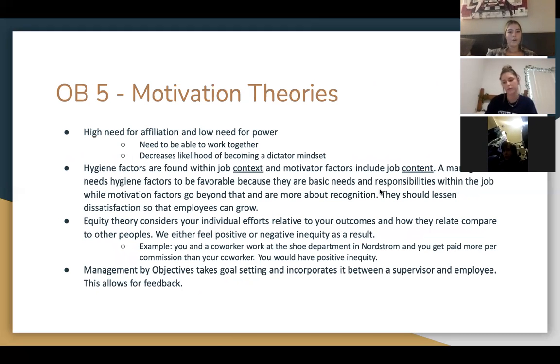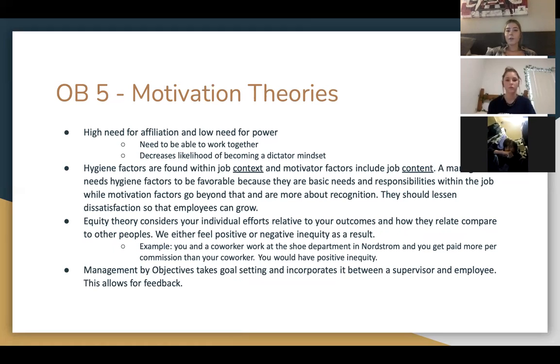And next we have OB5. This is the motivation theories. It was talking about how if you have a high need for affiliation but a low need for power, this would be a great idea for you to become a manager and to take that seriously. And this would be good because a manager needs to be able to work together, and that would be the affiliation. They want to be in an association and learn how to work as a team.